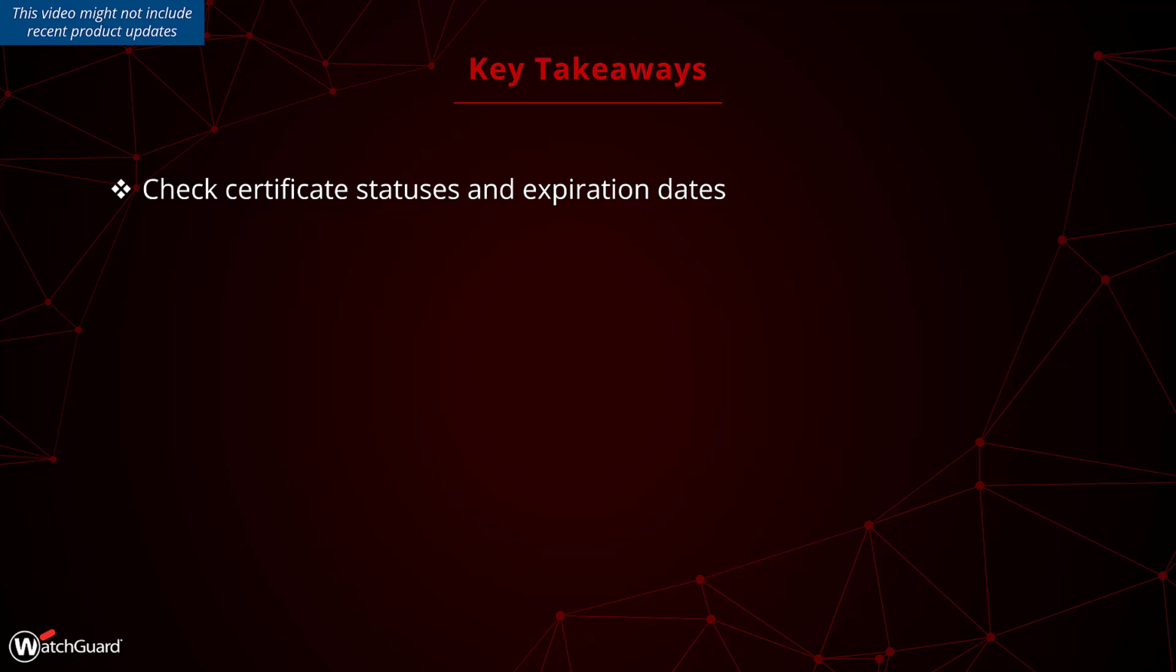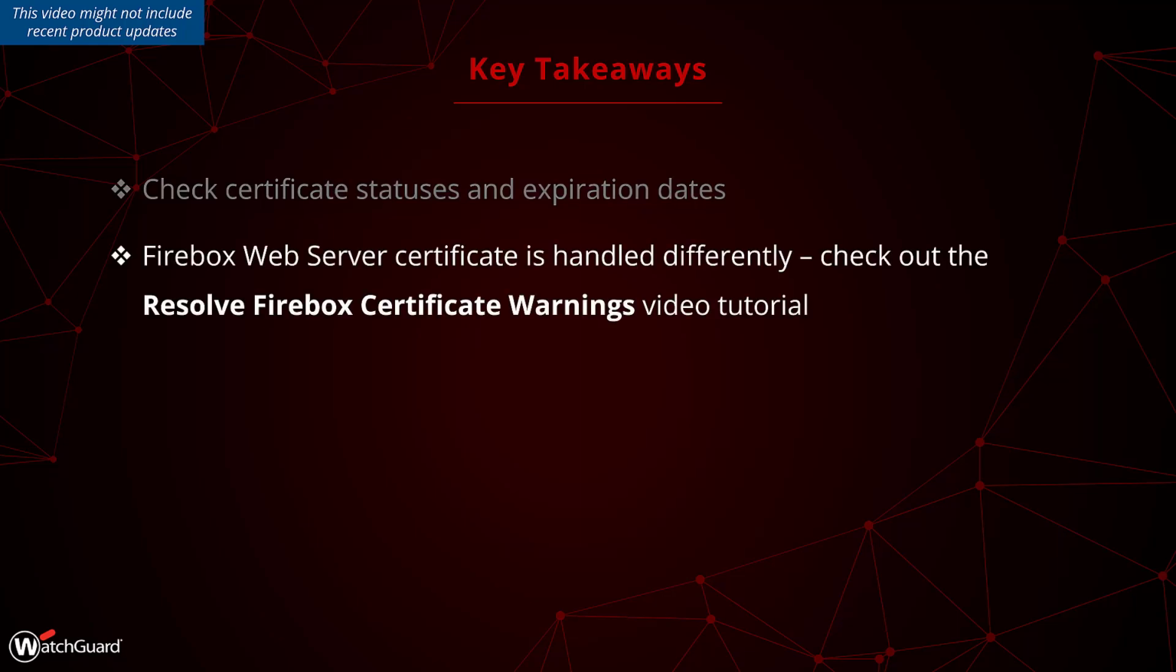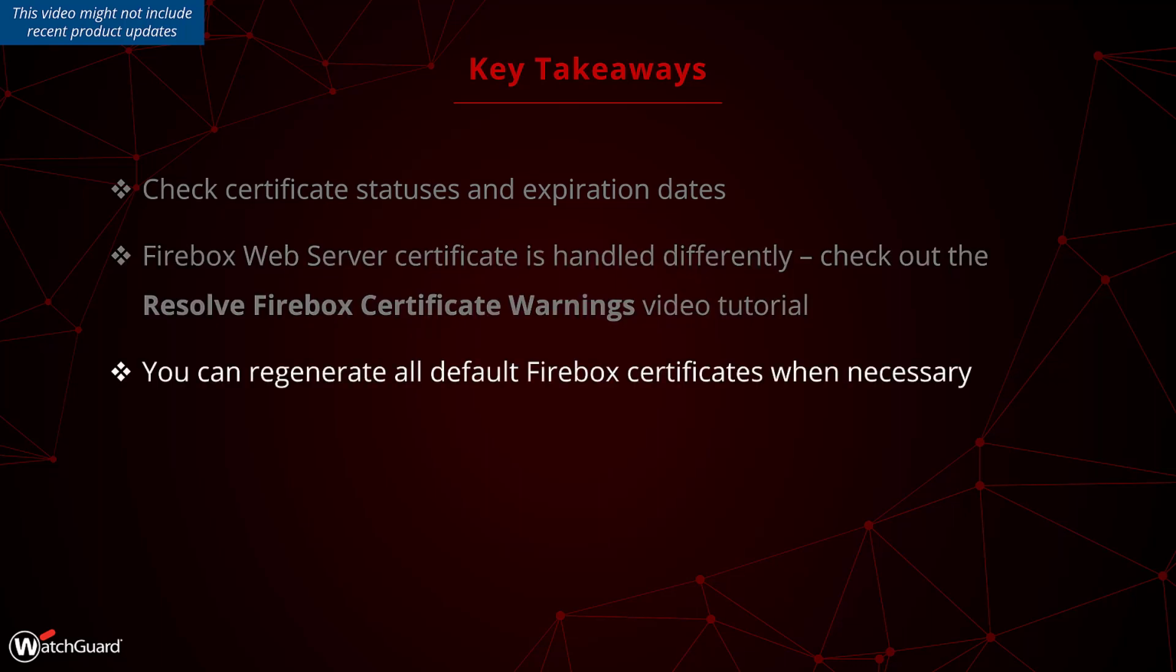When it comes to the Firebox's web server, again, it's used for the WSM connections as well as all other web pages on the Firebox. And to replace that, it's a slightly different process, just swapping it to a custom cert or a third-party cert. That way it will automatically regenerate with the new expiration date. And then all of the other certificates on the Firebox, you can just use the normal procedure of deleting it and regenerating it using the CLI, or by rebooting the Firebox.